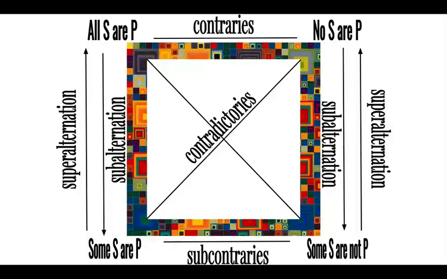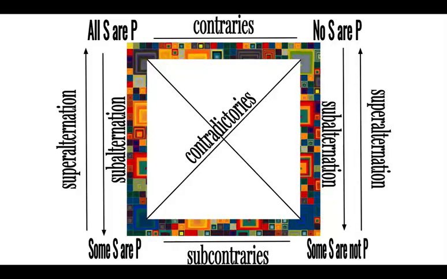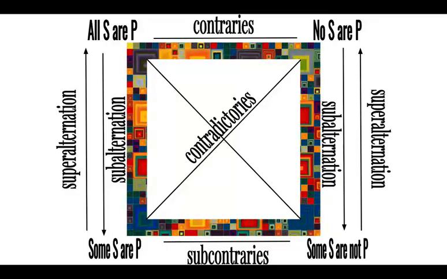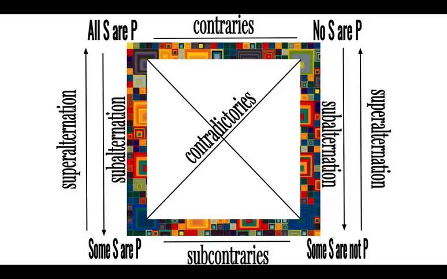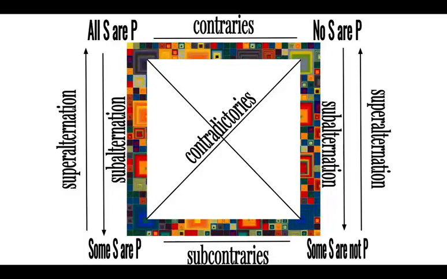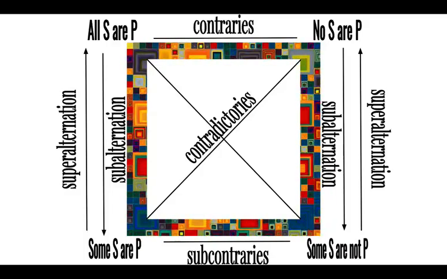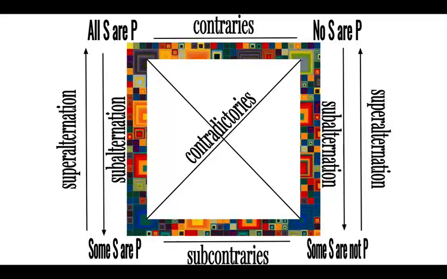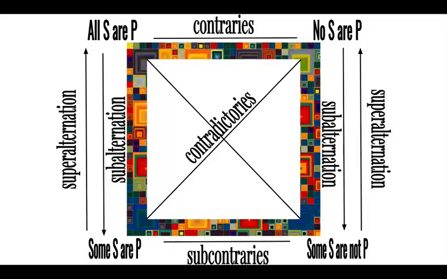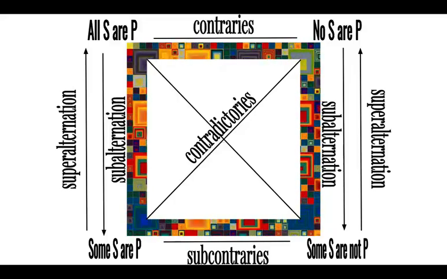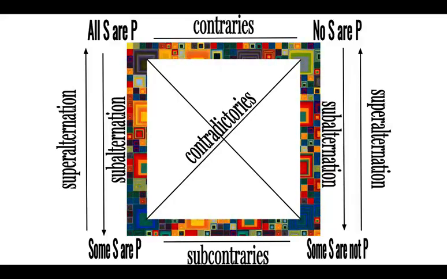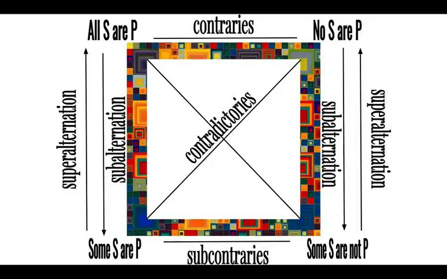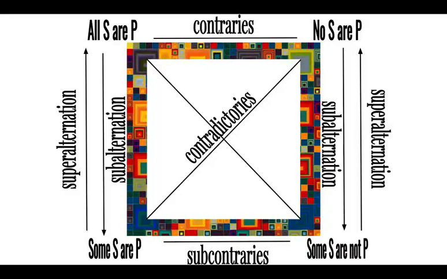Okay, let's do subalternation and superalternation. So the way that subalternation works is you begin up and you move downwards. That's why the arrow is pointing downwards. And the way it works is you have to start with a true A statement or a true E statement. Okay, so if you know that all S are P is true, that actually makes some S are P true as well. That's why the arrow is pointing downwards. But it only works with truth. It doesn't work with falsity.